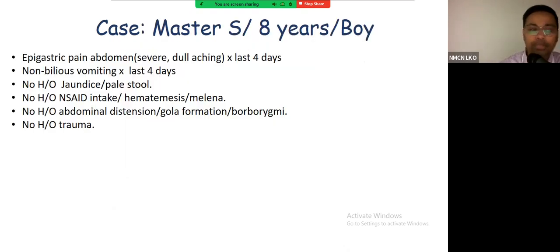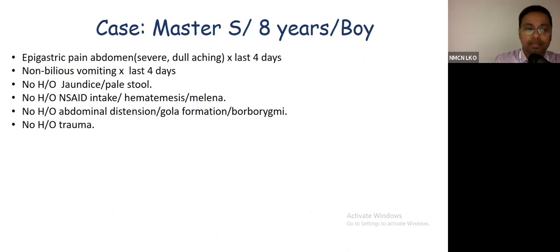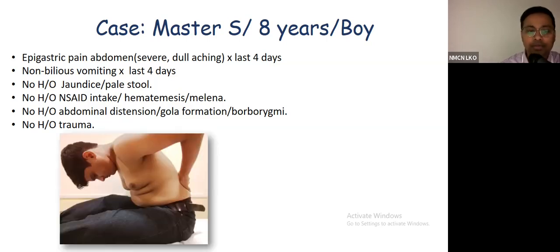An 8-year-old boy presented to us with a history of severe epigastric abdominal pain for the last 4 days, which was dull aching pain, associated with non-bilious vomiting, and the pain was reduced after vomiting. There was no history of any jaundice, pale stool, NSAID intake, hematemesis, melena, any abdominal distension, gola formation, or borborygmi. There was no history of any trauma.